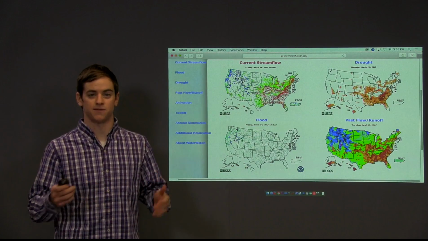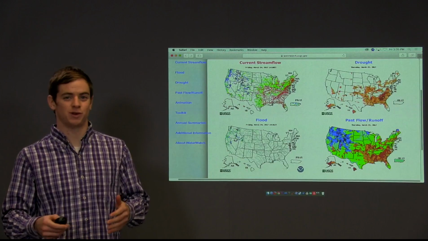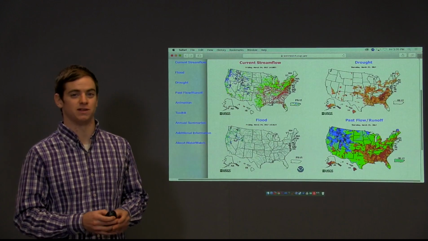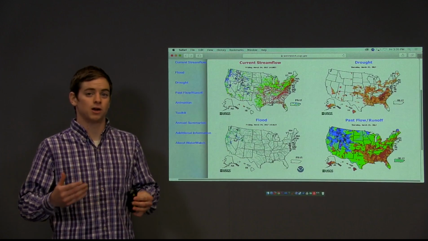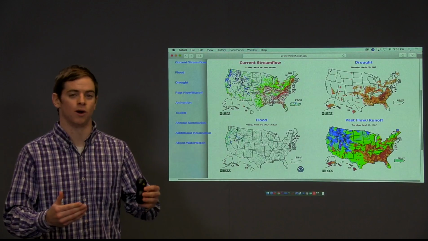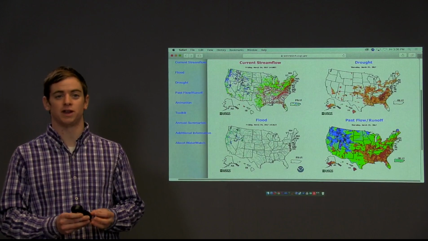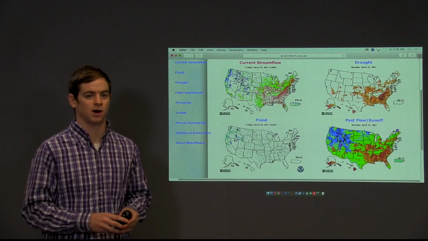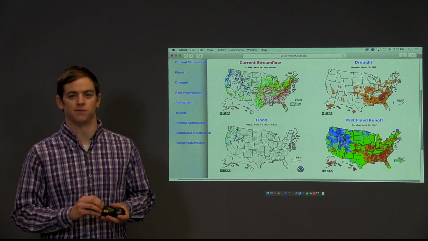So, if you ever need data for stream flow in the United States, or just need to get a good idea of how healthy or unhealthy a river or a region is based off of its stream flow, this is a very useful website for that.